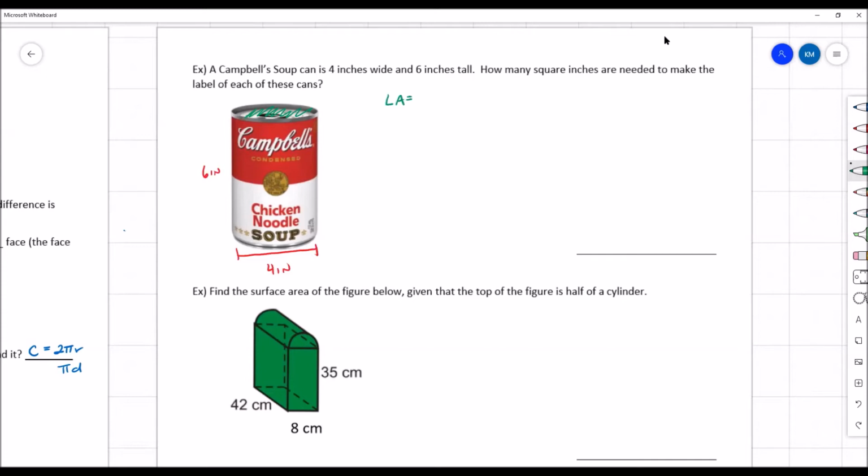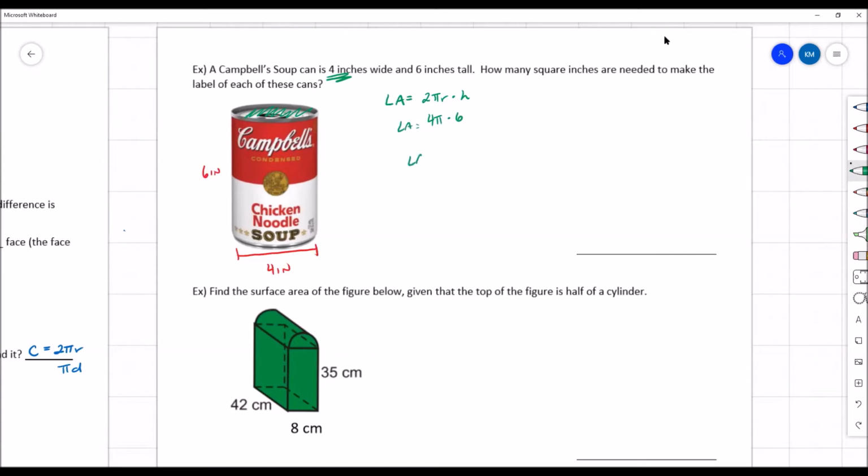So important for us to realize that before we get started. Now that we're thinking that, we have to make sure that we're finding the lateral area. Remember, that is the circumference, 2 pi r, times the height. They gave us the width of the can being 4 inches, but for our circumference, we need the radius. So our radius is 2, 2 times 2, 4 pi. Our height is 6 inches.